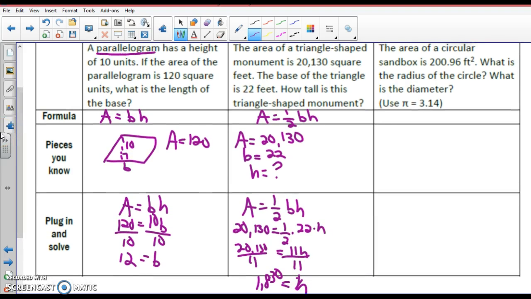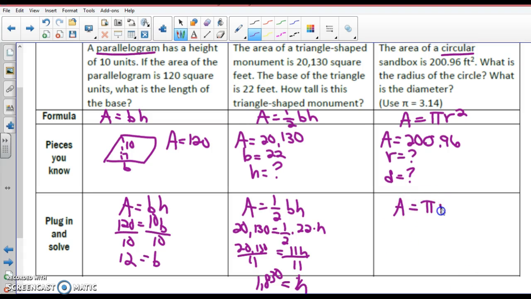The area of a circular sandbox is 200.96. What is the radius of the circle? What is the diameter? Use pi equals 3.14. Well, we're talking about a circle. So area of the circle is pi r squared. They gave us the area. We don't know the radius, and we don't know the diameter. So let's use our formula. Area equals pi r squared.